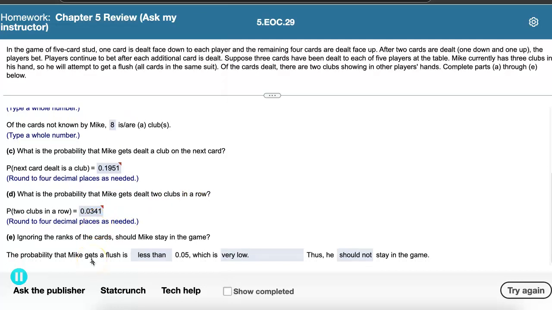Because that is such a small probability, actually less than 0.05, the probability that Mike will get a flush is very low. So in other words, looking at it in the big picture, in the context of the problem, he should not stay in the game.